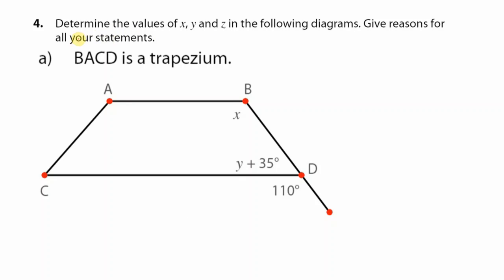Okay, so number 4. We have to determine the values of x, y, and z in the following diagrams. Give reasons for all your statements. BACD is a trapezium. What do we know about the trapezium? We know that these opposite sides are parallel, where the one side is much shorter than the other. Those are the parallel sides for a trapezium.